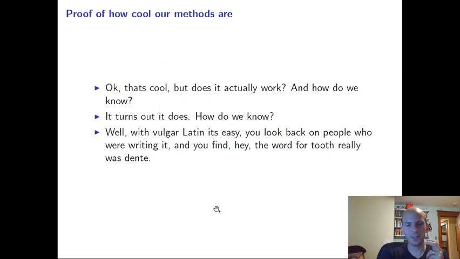So a really good, easy example of this is Vulgar Latin. This is Latin that was spoken by the people, right? It's not vulgar in the sense that it's inappropriate. It's vulgar in the sense that it's spoken by common people rather than highfalutin Latin. This is what was spoken all over Europe when the Roman Empire was ruling, and after for a period as well.